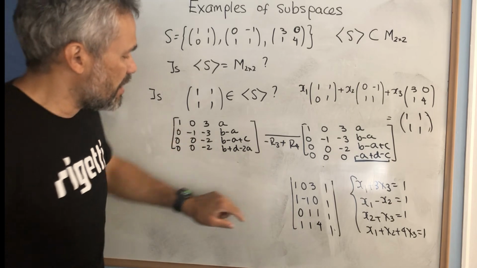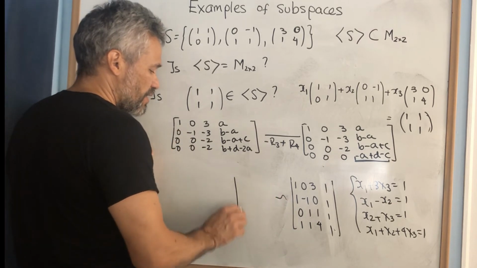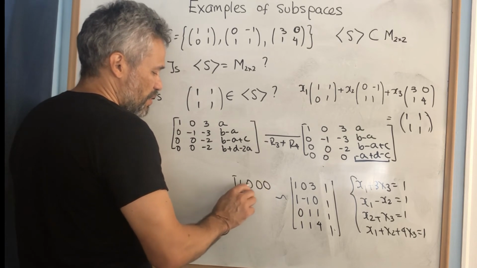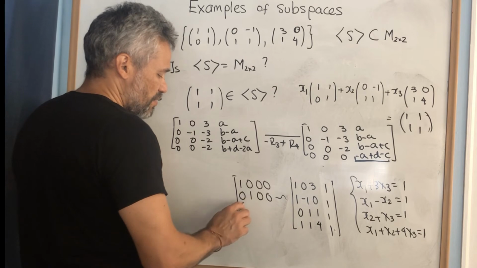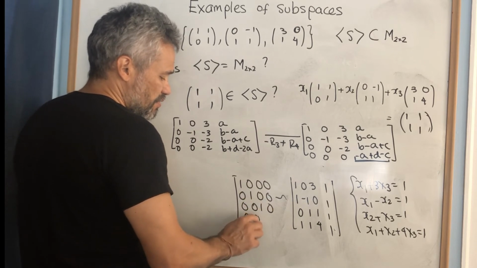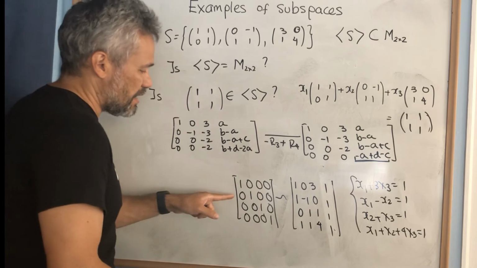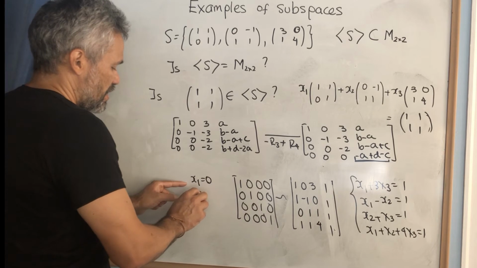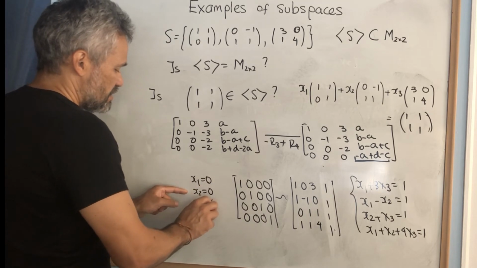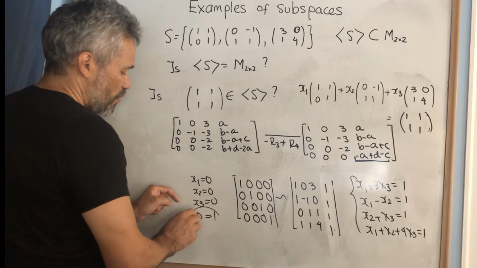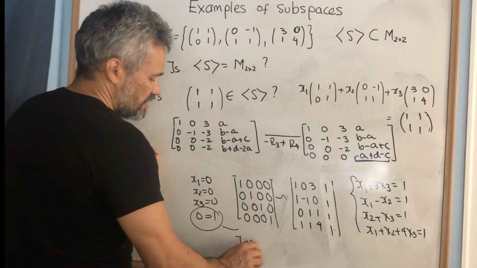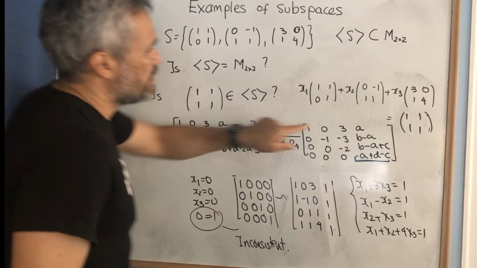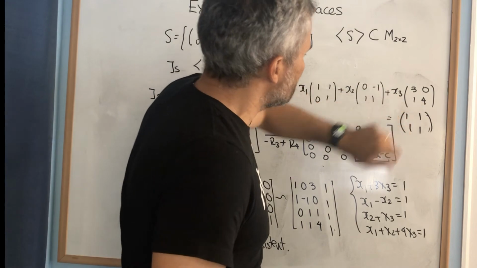We can just use the calculator, and we get that this is row equivalent to the matrix 1, 0, 0, 0, 0, 1, 0, 0, 0, 0, 1, 0, 0, 0, 0, 1, which means that this goes with the system x1 equals 0, x2 equals 0, x3 equals 0, and 0 equals 1. That means that this system is inconsistent, and therefore this matrix cannot be written as a linear combination of these three.